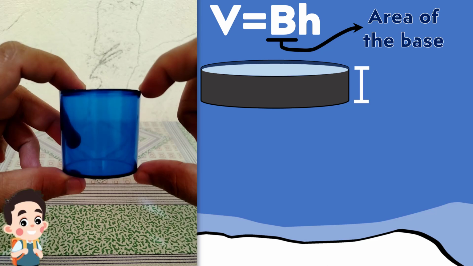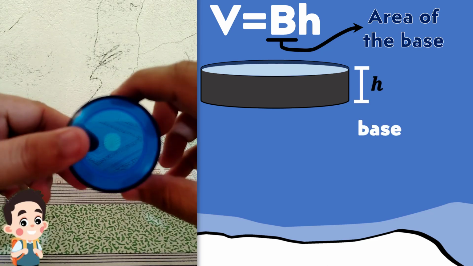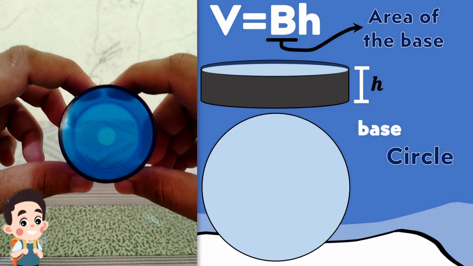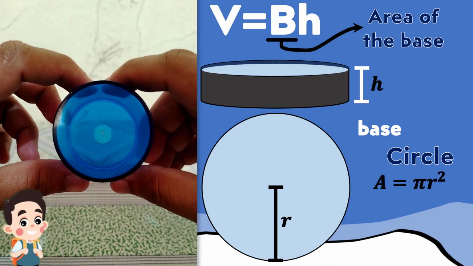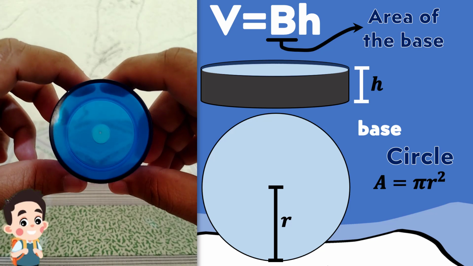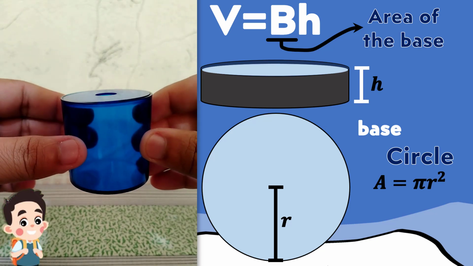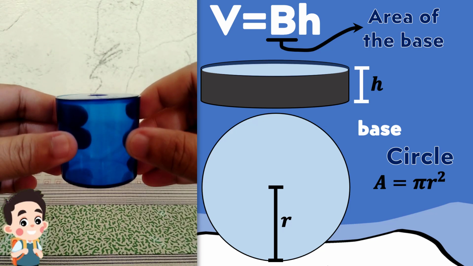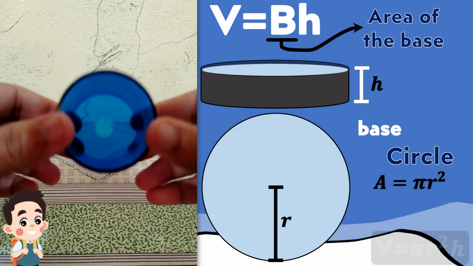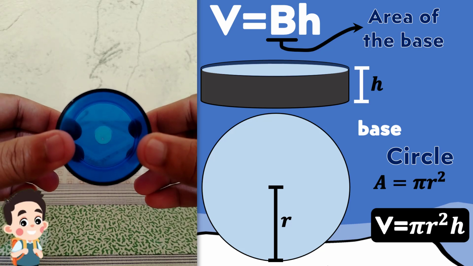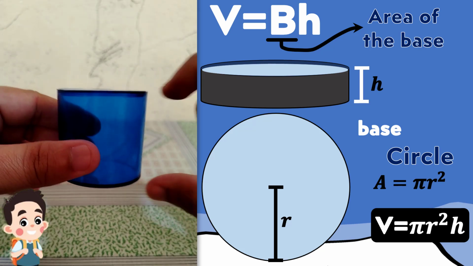Considering this as our height h, our base is a circle. And what is the area of a circle? The area of a circle is pi r squared. Now, since the formula for the volume is just base times height, the formula for the volume of the cylinder is the area of the base, which is pi r squared, times height.